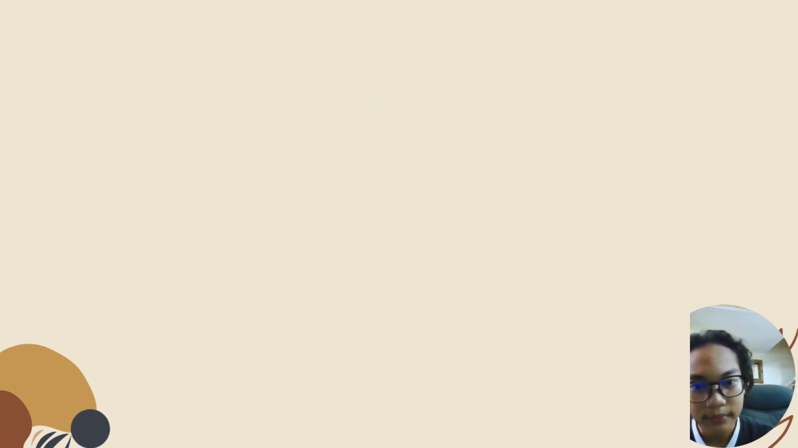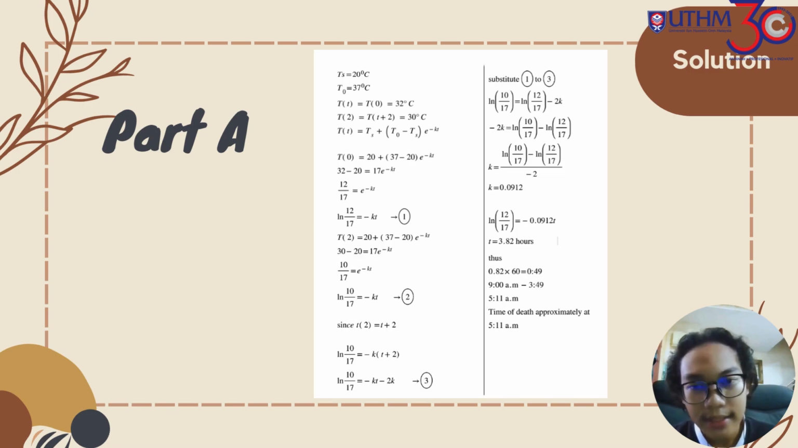So we must find the approximate time that the murder occurred. Okay, next. From the question, we can get that T surrounding, Ts, is equal to 20 degrees Celsius. T initial, T naught, is equal to 37 degrees Celsius. The temperature at 9 a.m., when the body was found, is 32 degrees Celsius, and T2, 2 hours later, is T plus 2, equal to 30 degrees Celsius.